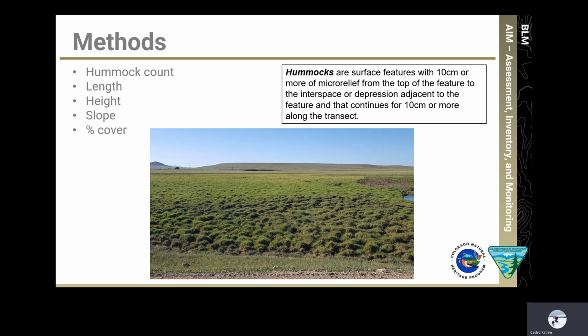When following the lent-to-game field methods protocol, a hummock is defined as a surface feature with 10 centimeters or more of microrelief from the top of the feature to the interspace or depression adjacent to the feature that continues for 10 centimeters or more along the transect. For the purposes of this protocol, holes and soil displacement created by a single livestock or ungulate hoofprint, also known as post holes, are not counted as high or low points, even if they are greater than 10 centimeters deep.